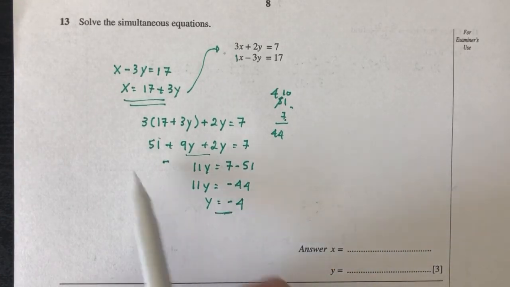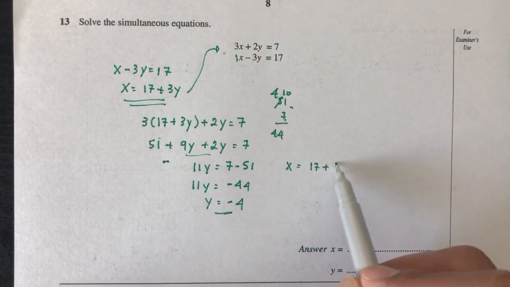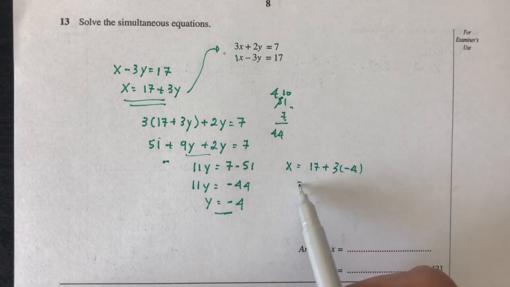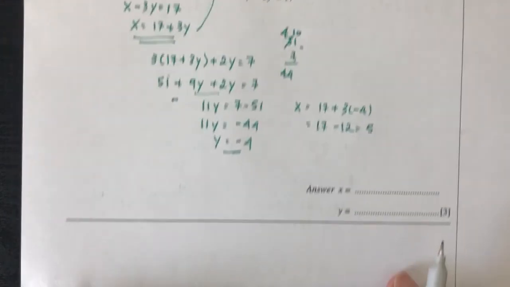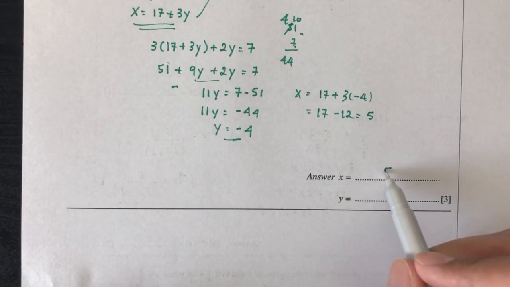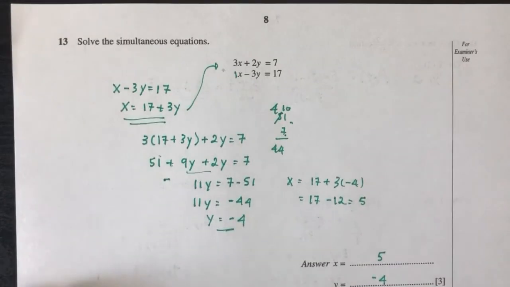From this, we replace this back in the equation. So x will be 17 plus 3 times minus 4. That will be 17 minus 12. That will be 5. So your answer will be 5 and minus 4. Okay, and that is question number 13.